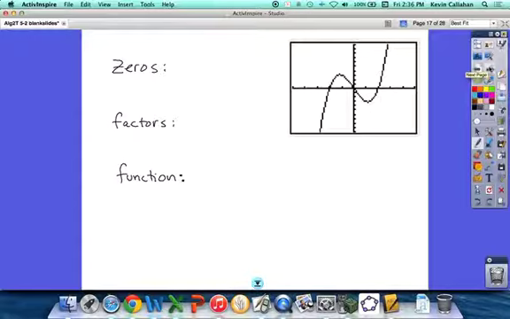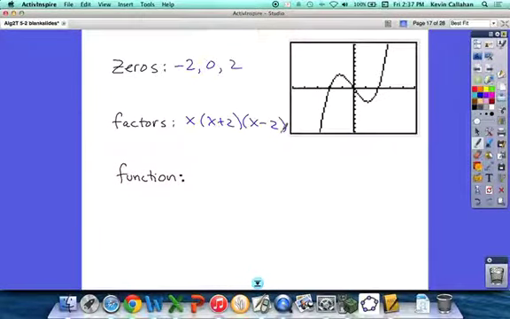Now, what if you're given the graph? How can we find the zeros? Okay, what are the x-intercepts here? -2 and 0 and 2, right? So here's our zeros, -2, 0, and 2. So if you have a graph, then find the zeros and then turn them into factors. And what are the factors this time? Right. X plus 2 times x minus 2.